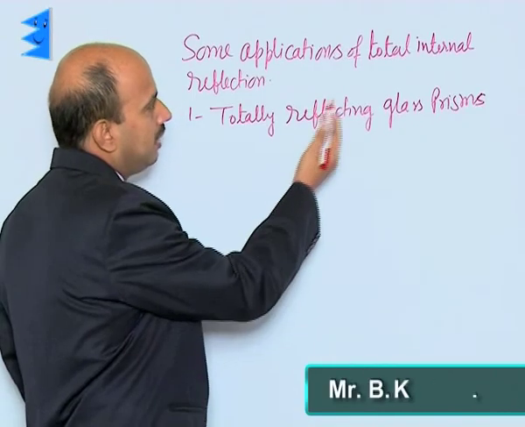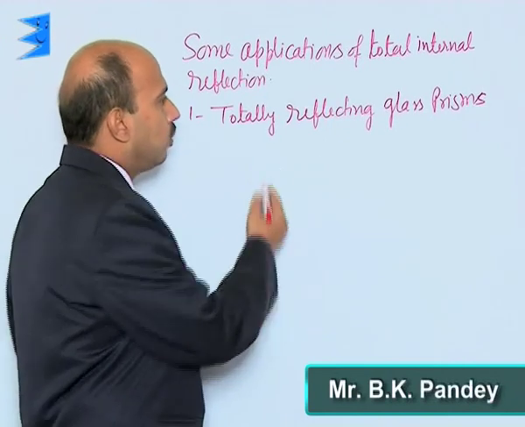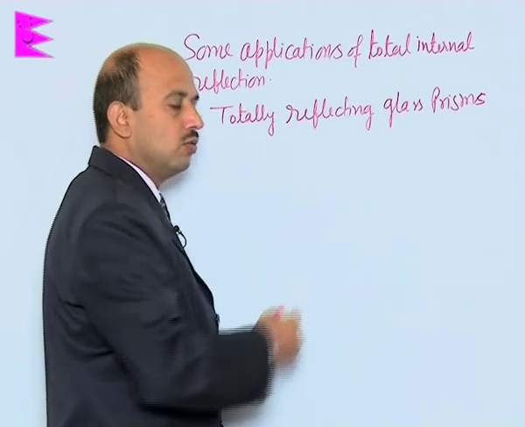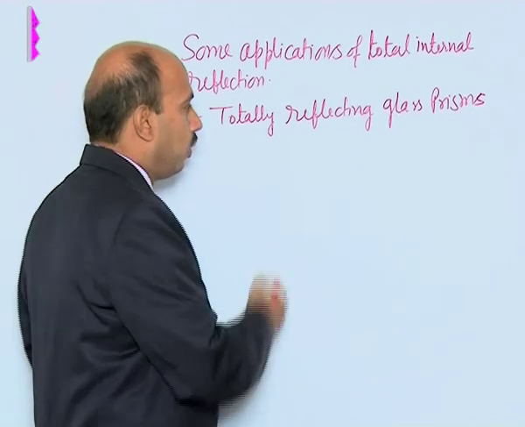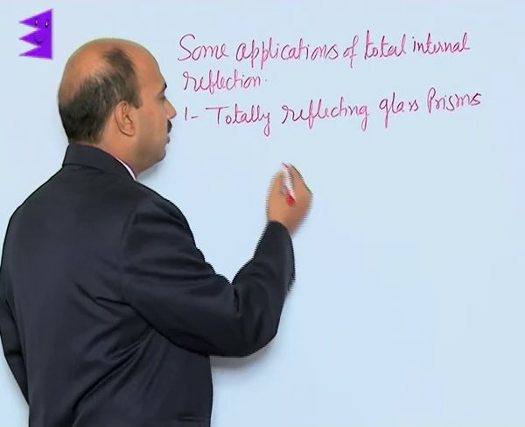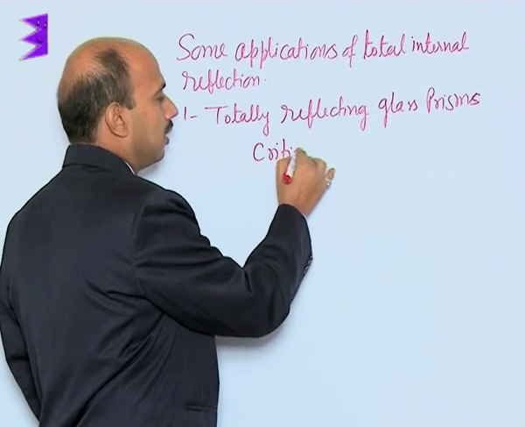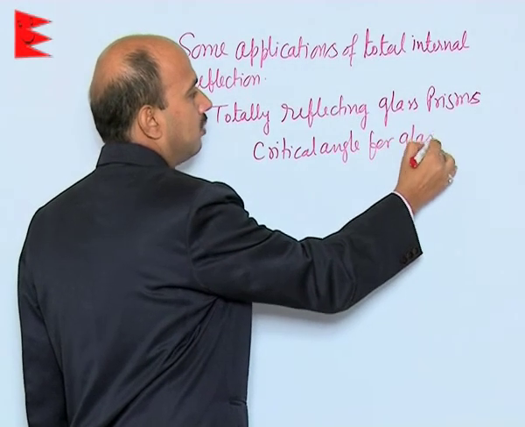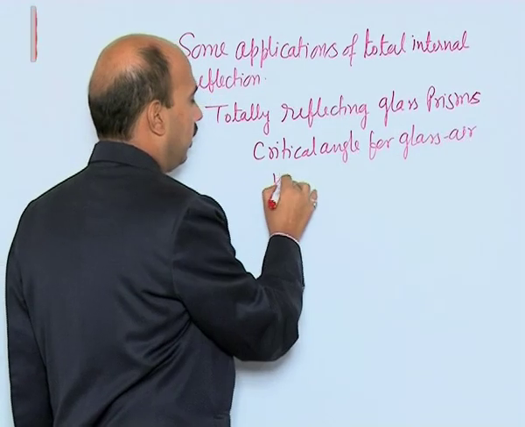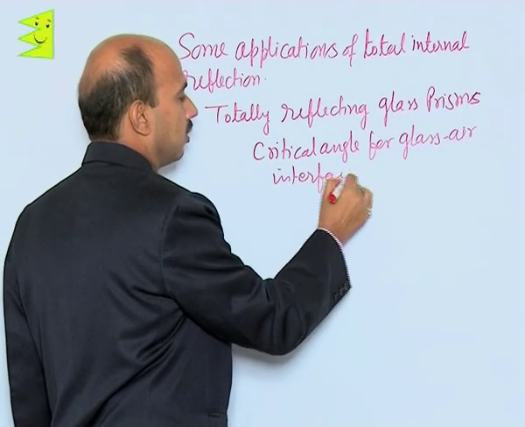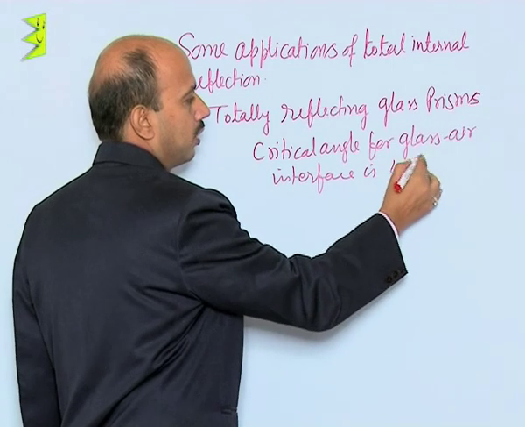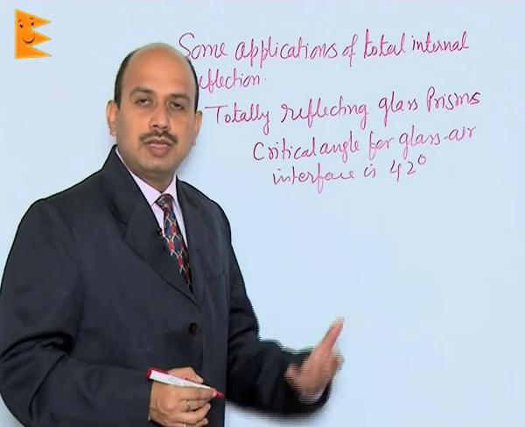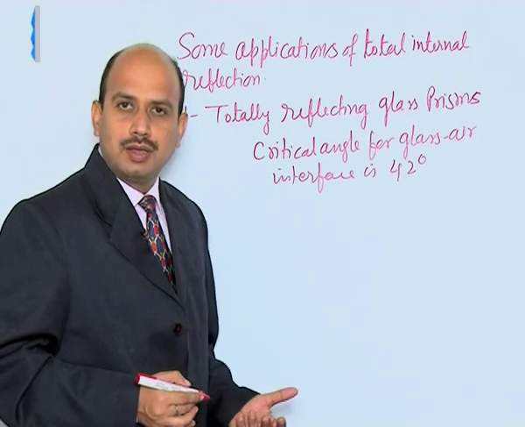So, now let's see some applications of total internal reflection. The first one is totally reflecting glass prisms. These are actually right-angled isosceles glass prisms, and for them the critical angle for the glass-air interface is 42 degrees. Because of that, this glass prism gives a deviation of 90 degrees or 180 degrees.